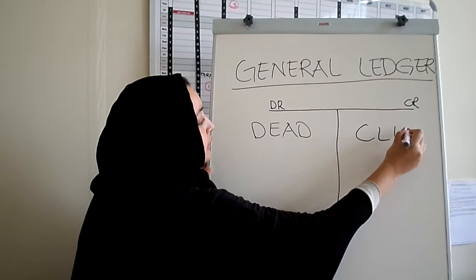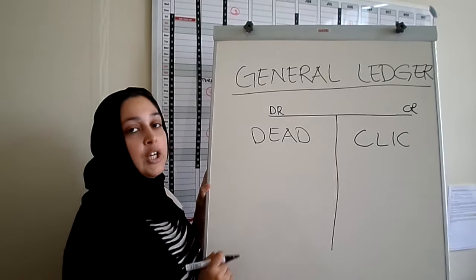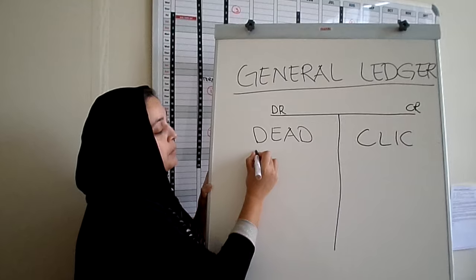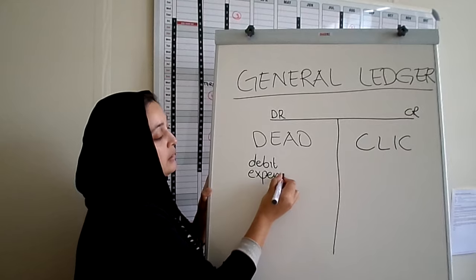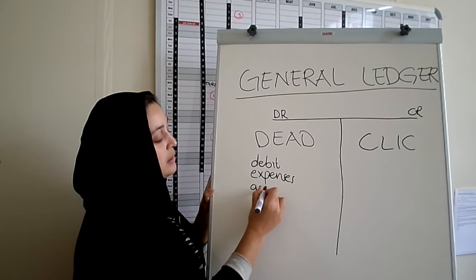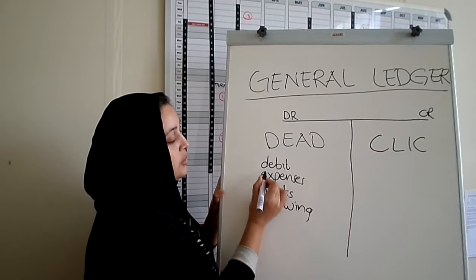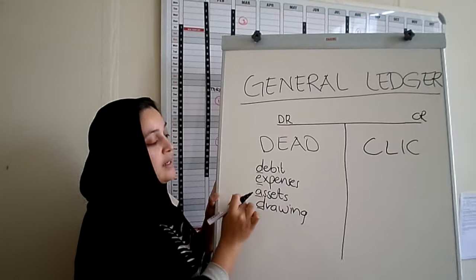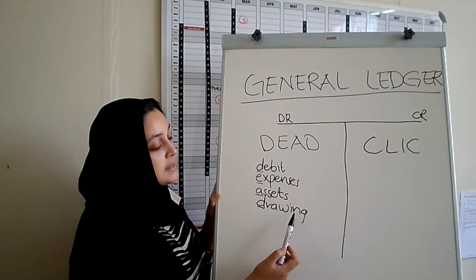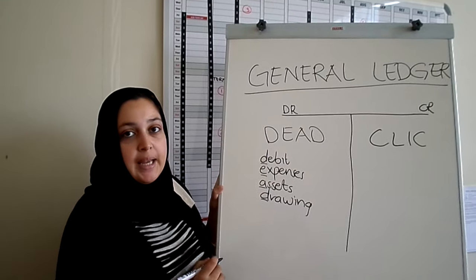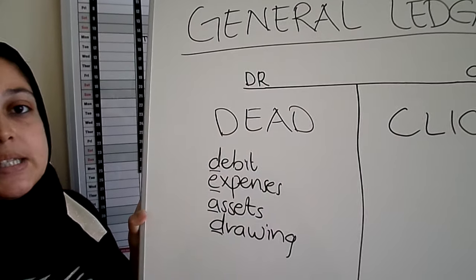CLIC. So that's an acronym, DEAD CLIC. What does it stand for? Debit, expenses, assets, drawings. So you'll notice DEAD makes debt. What this means is that expenses, assets and drawings increase on the debit side. So you need to remember DEAD: debit, expenses, assets, drawings, it increases on the debit side.